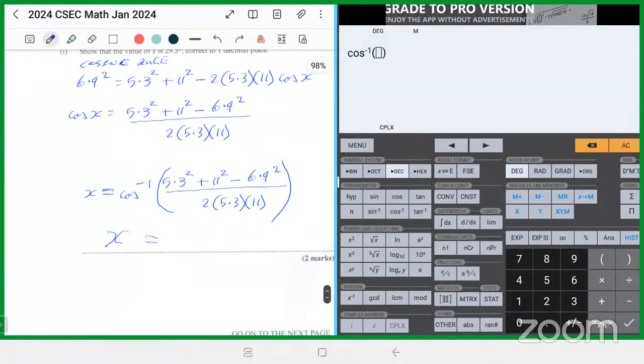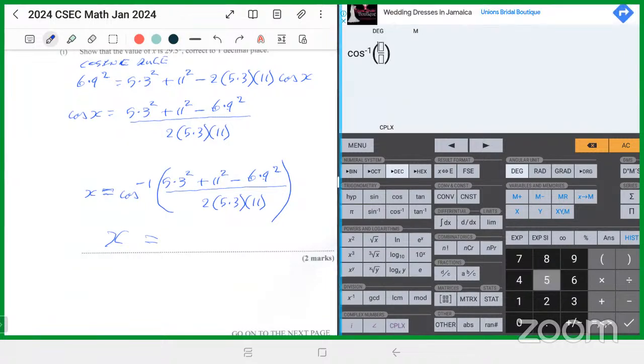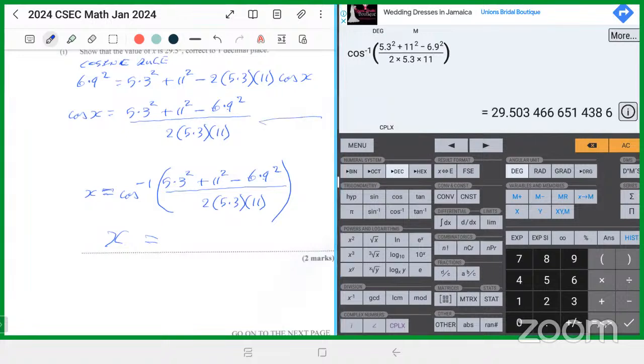So it's a fraction there, and it starts with 5.3 squared. Then we're adding 11 squared. Then we're subtracting 6.9 squared. And then we're putting that over 2 times 5.3 times 11. And there you go. There's the answer on the calculator on this line right there, 29.5.